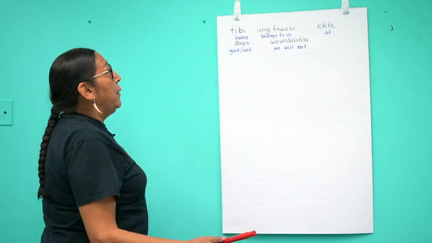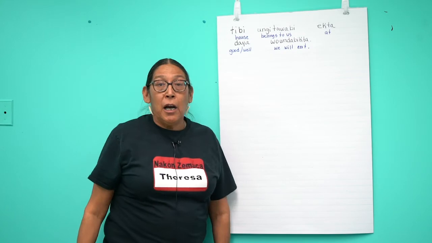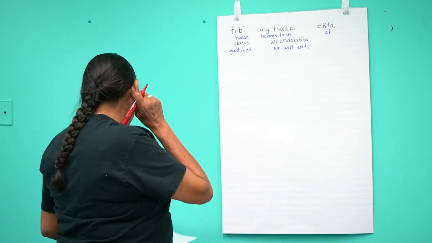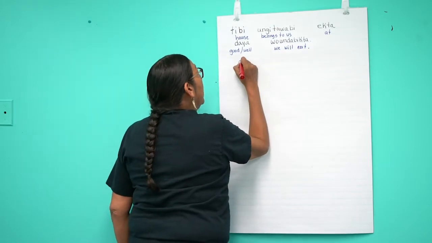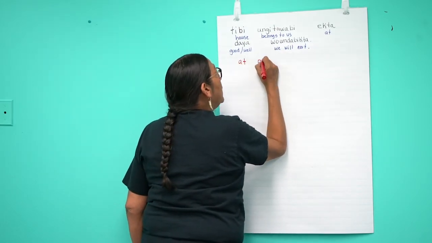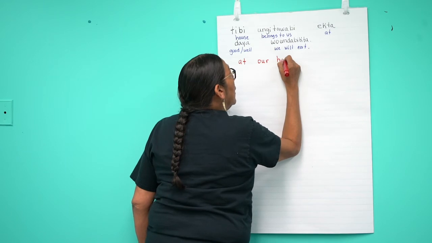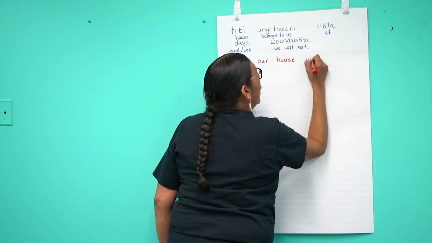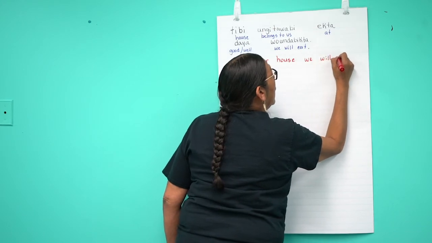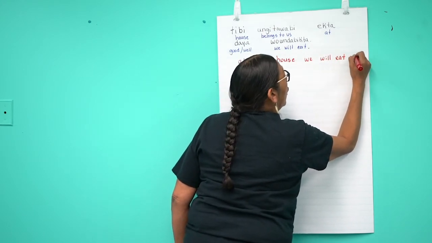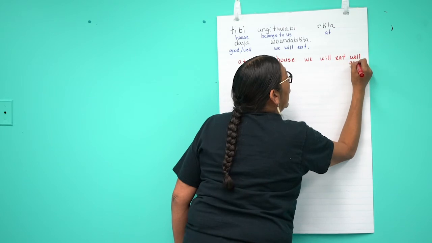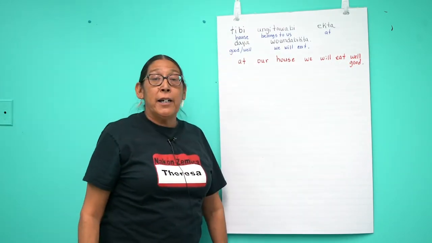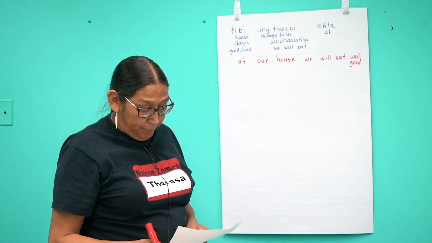So then when tibi ungitawabi ekta daya undabikta, what that translates to is at our house we will eat well or good. Tibi ungitawabi ekta daya undabikta.